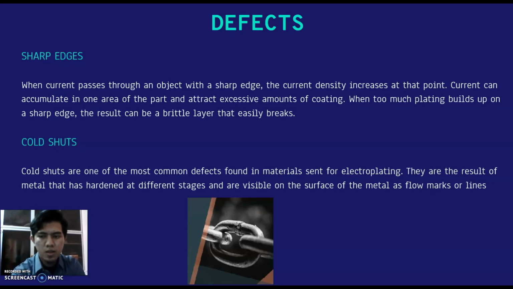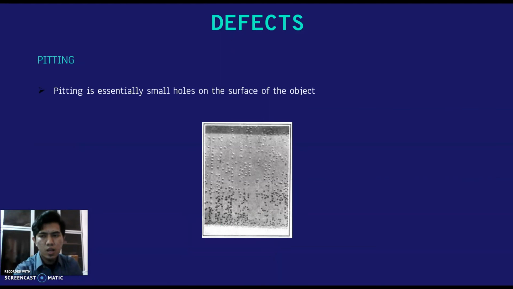The third one, which is the last one, is pitting. Pitting is one of the defects of the electroplating process. Pitting is essentially a small hole on the surface of the object. This is the view of the pitting that I put on these slides. That's all for my part, and I will pass this presentation to my friends. Thank you.